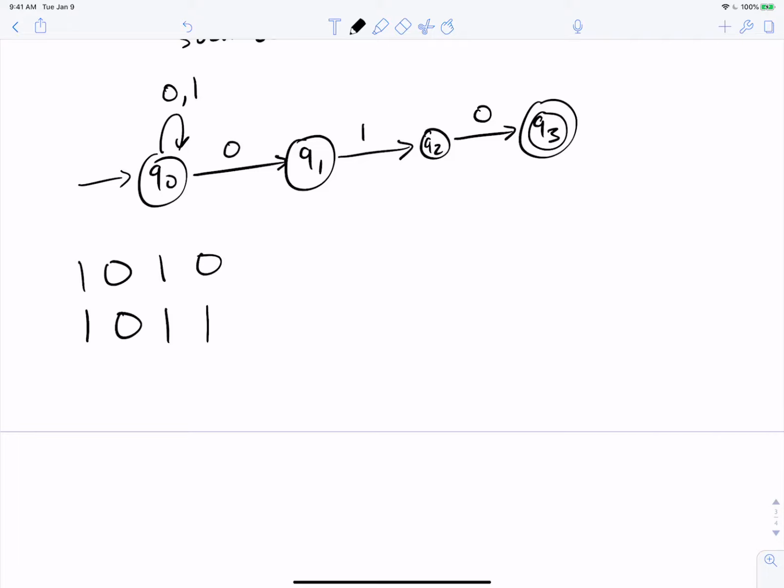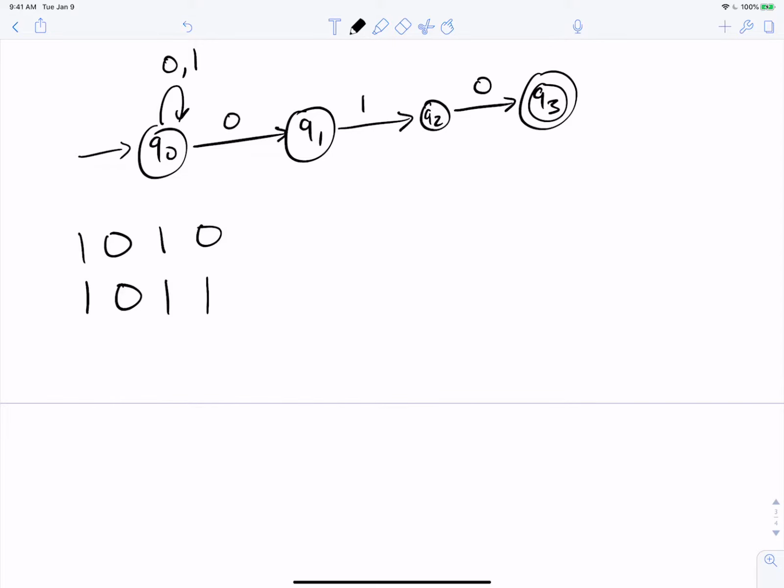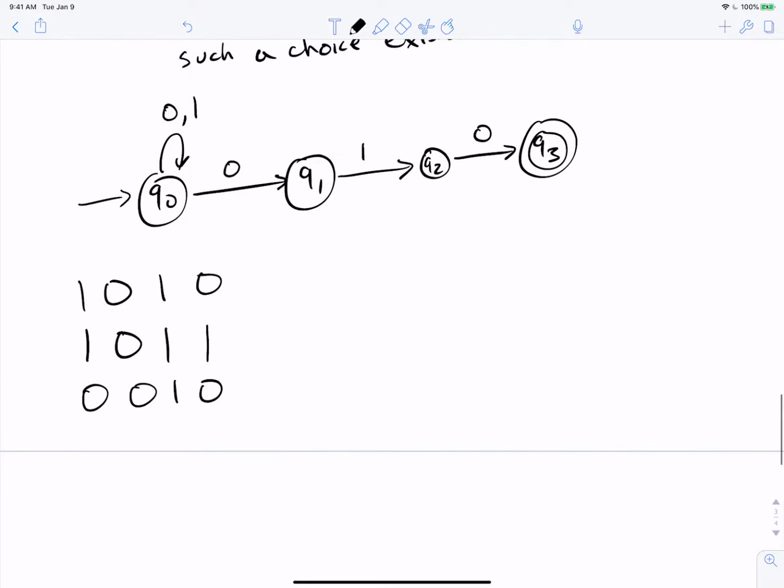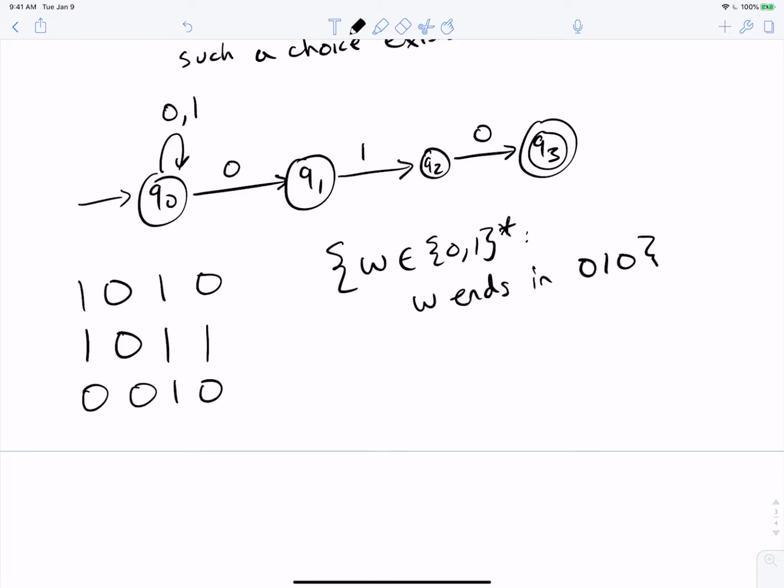What about 0010? That's good. That's also good. See any pattern? It can't have a 1 at the end, but what else does it need to have? It has to end in 010. So this accepts all binary strings W that end in 010.